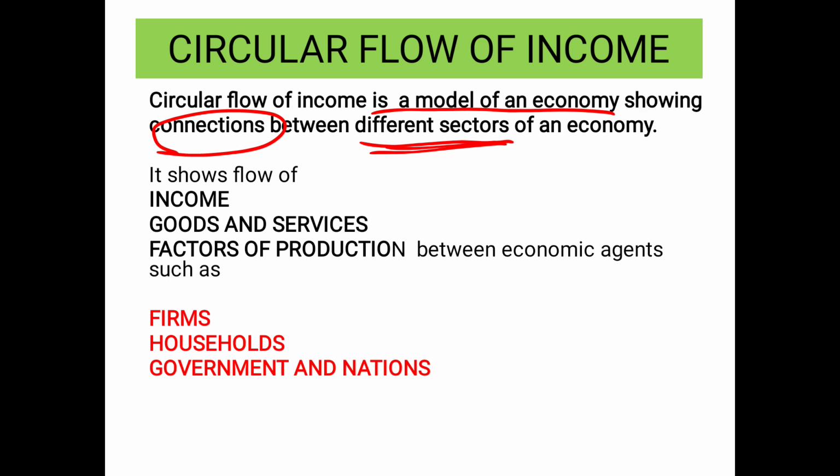Now, how does the income flow? When income flows, naturally goods and services are purchased. When goods and services are purchased, production increases. When production increases, we utilize the factors of production to the greatest extent. And these factors of production are being distributed by firms towards households, government and nation. So this is how the circular flow of income keeps on moving.